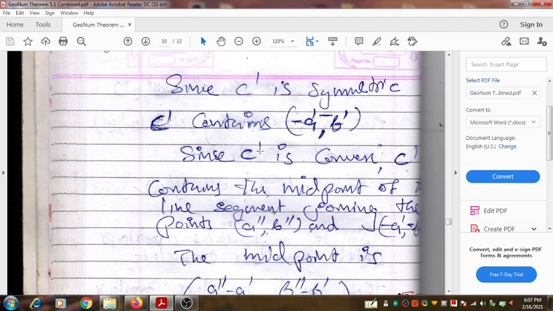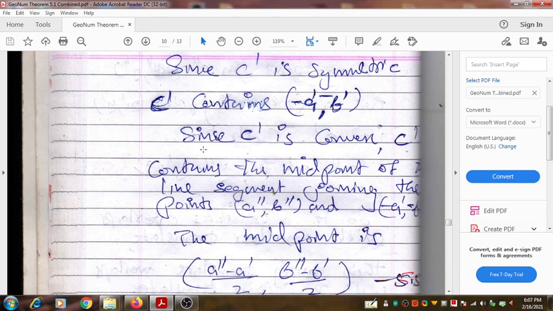This point is clearly in C prime, and minus a prime, b prime is also a point in C prime. Thus we have 2 points. What are the points? A double prime, b double prime, and the point minus a prime, minus b prime. Both are contained in C prime, and we can say that C prime is convex.